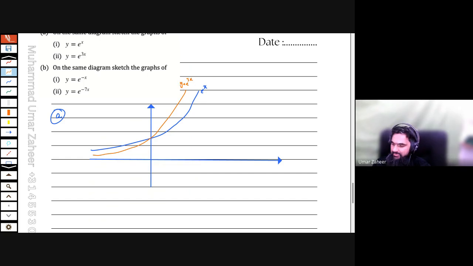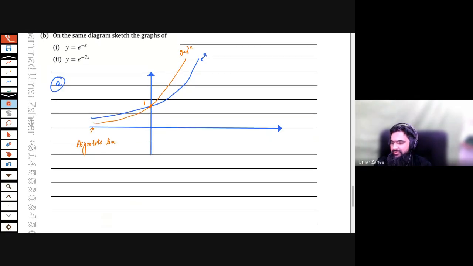That's it. And where does it pass from? It passes from y is equal to 1. And these lines are the asymptote line, okay? It is the y-axis, but it is also the asymptote line. Asymptote line means the graph is going to be closer to the y-axis, but it will never touch it. In the same way, we have to make the graph of y is equal to e power minus x and y is equal to e raised to power minus 7x.